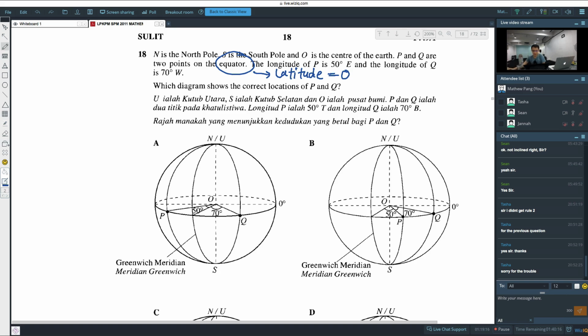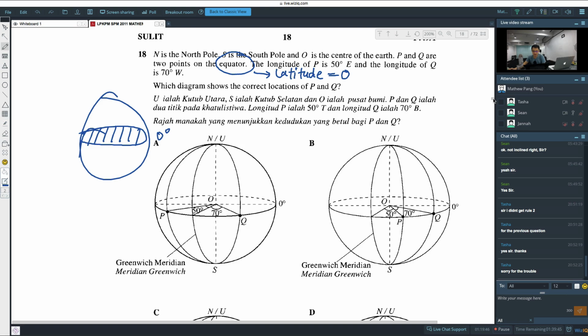This one in the middle we call the equator. Basically the equator is the plane in the middle that cuts the earth into half. We call it the equator, and the latitude is 0 degrees. So P and Q must be on the equator, and P is 50 E and Q is 70 west.